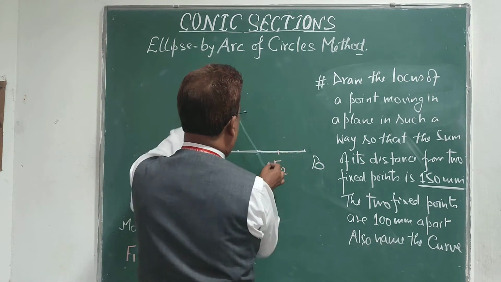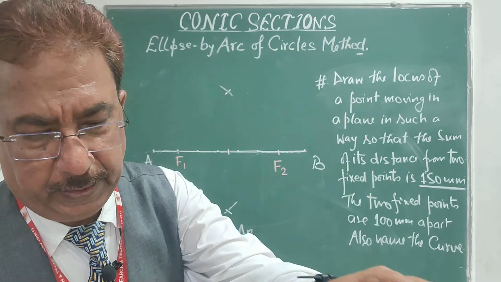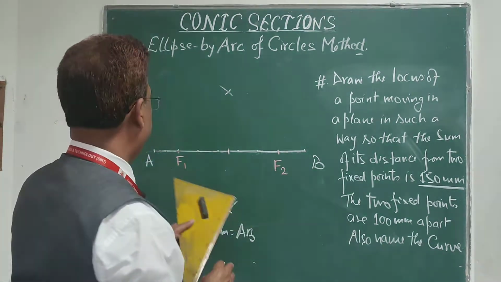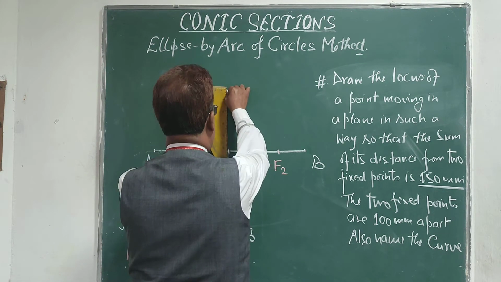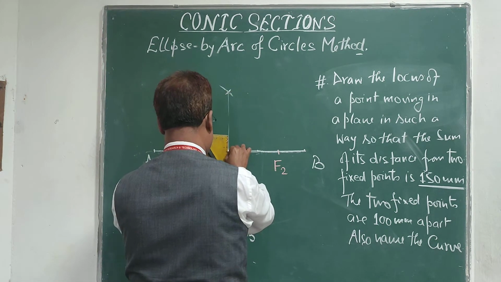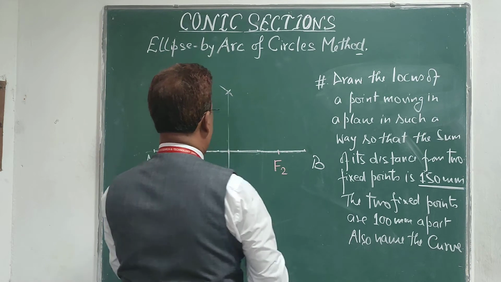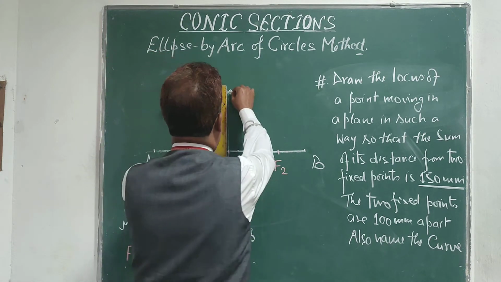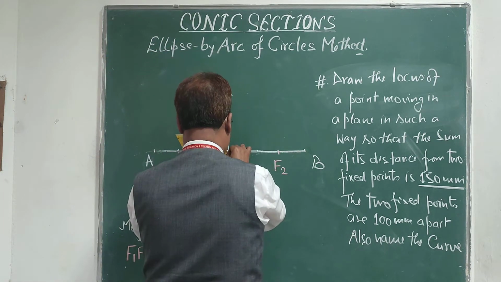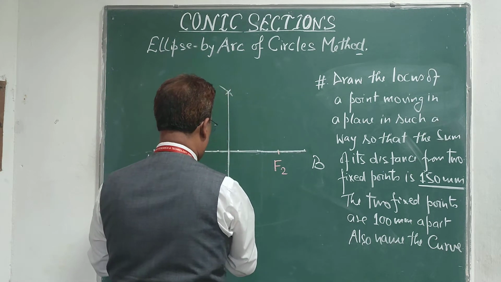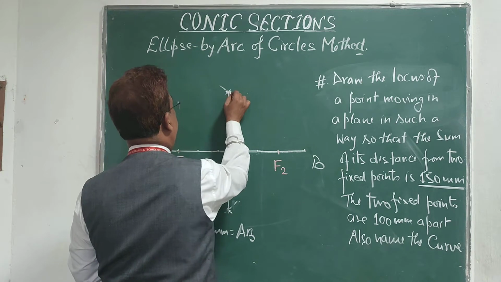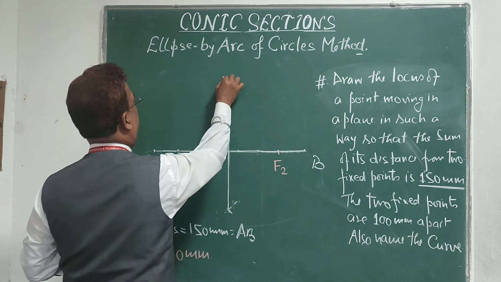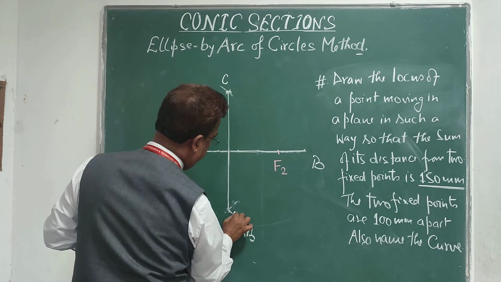So in this way, if I draw a line from this point, as you know that major and minor axes are perpendicular bisectors, on this line I am going to get the minor axis, and these two points are our points C and D.